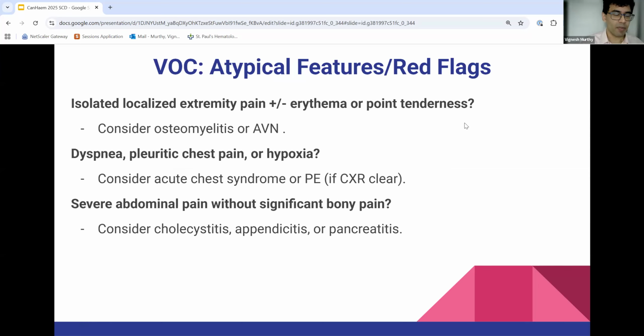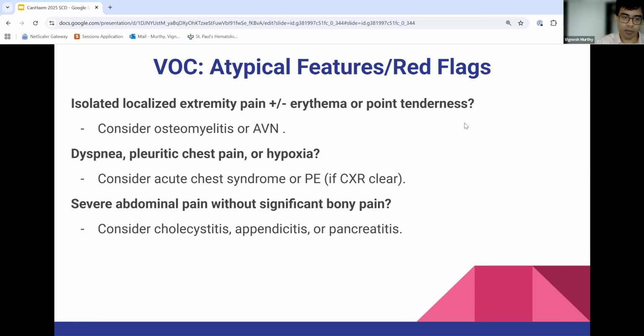So I mentioned some of these other things that could present like a VOC. If someone has isolated localized extremity pain, like, it's just this bone and nowhere else, plus or minus erythema or point tenderness, do consider osteomyelitis or AVN. That might be a setting where you want to get a CT or some other imaging to diagnose that. If they have specifically dyspnea, pleuritic chest pain, or hypoxia especially, without any other pain elsewhere, consider acute chest syndrome or PE if the chest X-ray is clear.